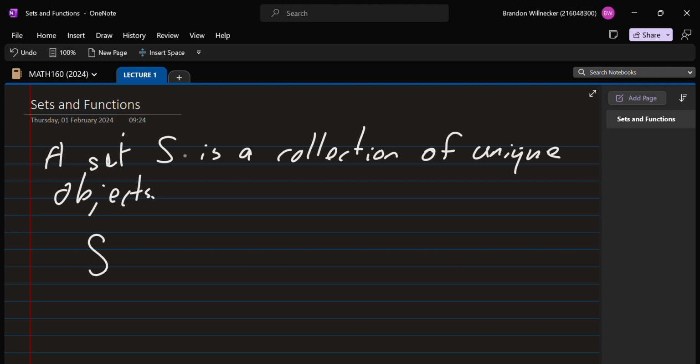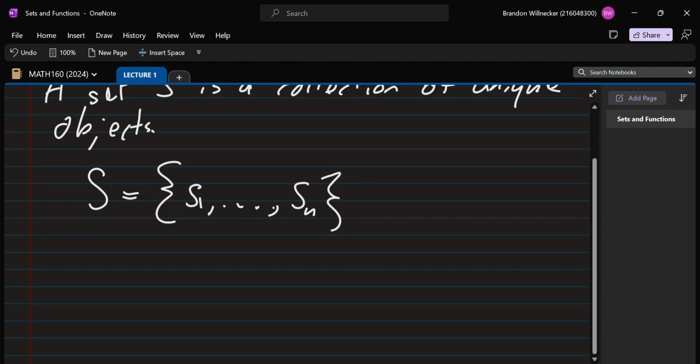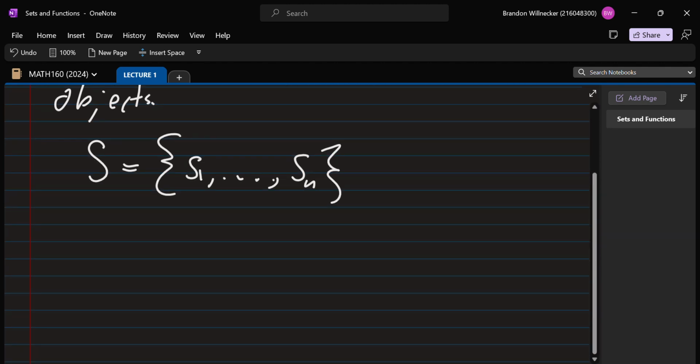A set is given by S, and we can have S1 up to Sn. Okay, so this is an example of a finite set. We have n elements from S1 to Sn. Okay, so that's a little bit of jargon there. The objects inside a set, we call those elements.